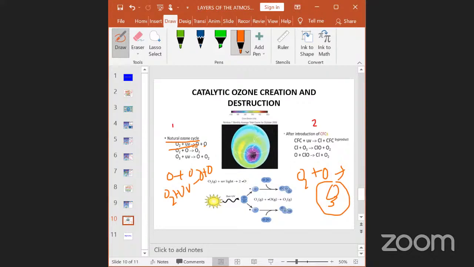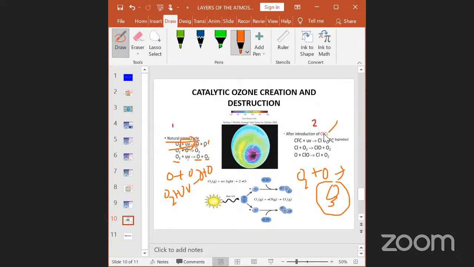So O3 plus UV again here. See here, O3 plus UV, ultraviolet radiation, again gives you one oxygen and one O2. So this is a simple chemical equation, right? What you observe is the role of these ultraviolet rays. The ozone in the stratosphere is continuously being made and broken by the ultraviolet light in the ozone-oxygen cycle, right?